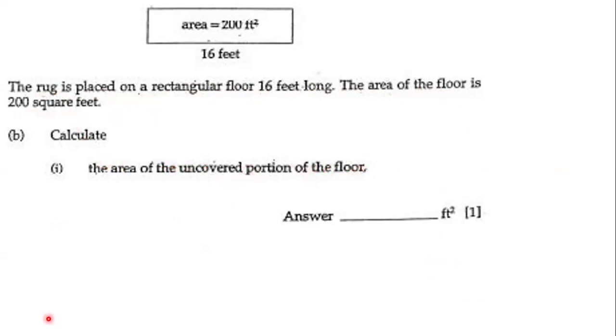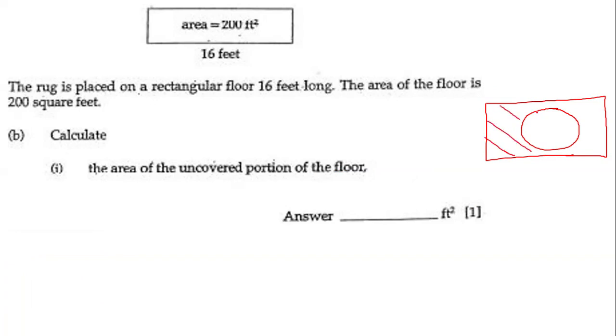So if you could imagine, you have this rectangular floor, and you put the circular rug on it. There's going to be a portion of this floor that is uncovered, and that is the part that I'm shading right there. They want us to determine what the area of this shaded region is. The question asks for the area of the uncovered portion, that is, the portion of the floor that is not covered by the rug.